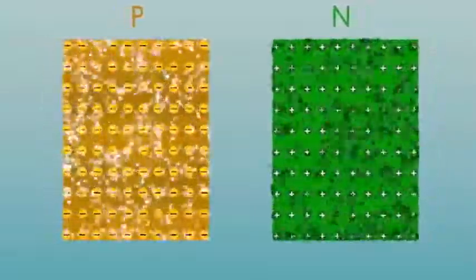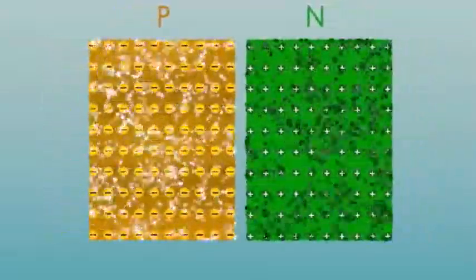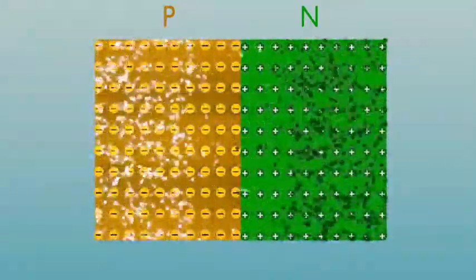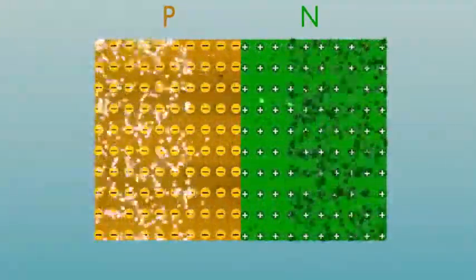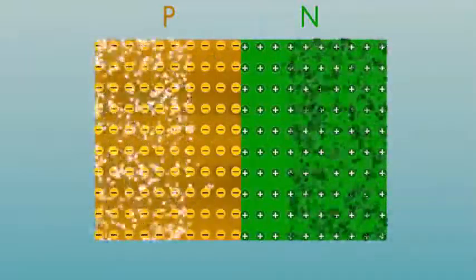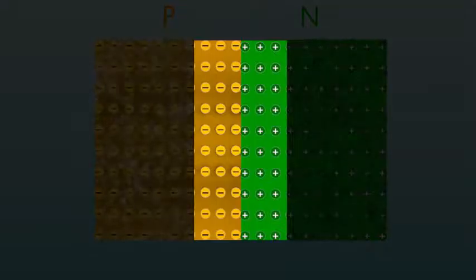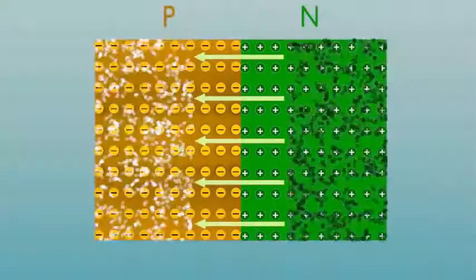Therefore, holes from the P region will diffuse into the N region, and vice versa for the electrons from the N region. The diffusion of electrons and holes creates a region depleted of free charged particles, leaving behind the ionized impurities from which these charged particles come. Thus, two regions of positive and negative ionized impurities next to each other appear in the PN junction.